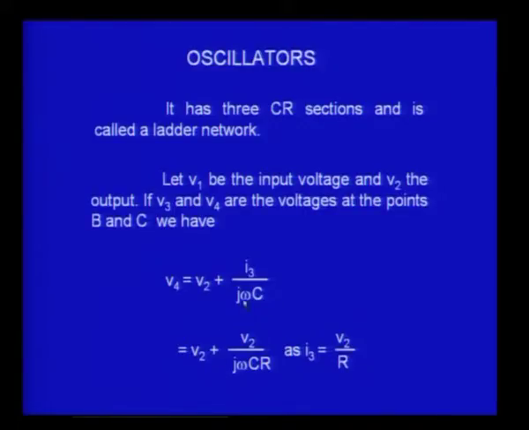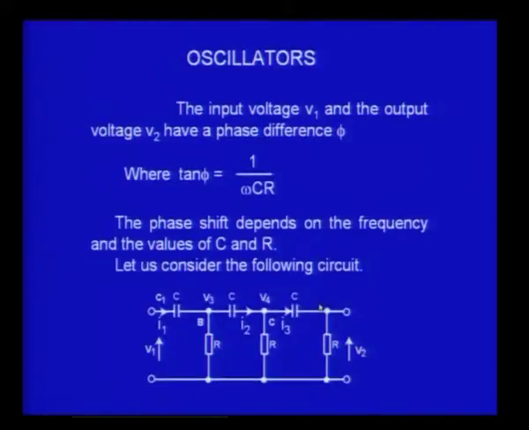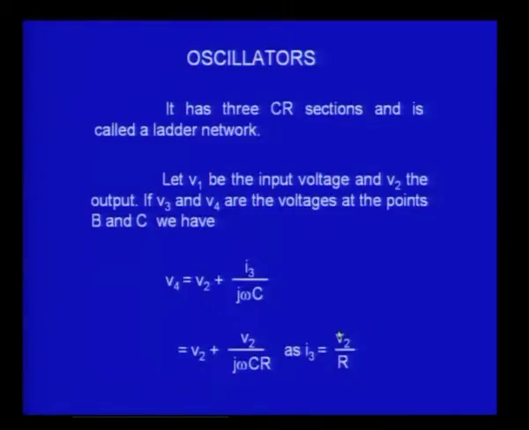And what is I3? I3 is V2 by R. We have seen that I3 is V2 by R. This is I3, this current, and therefore it should be V2 by R. So if I substitute this, it becomes V2 plus V2 by j omega C R. I have replaced I3 by V2 by R. So this is the voltage at V4.